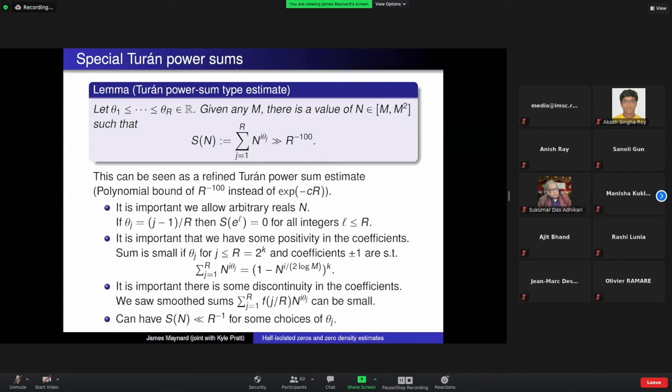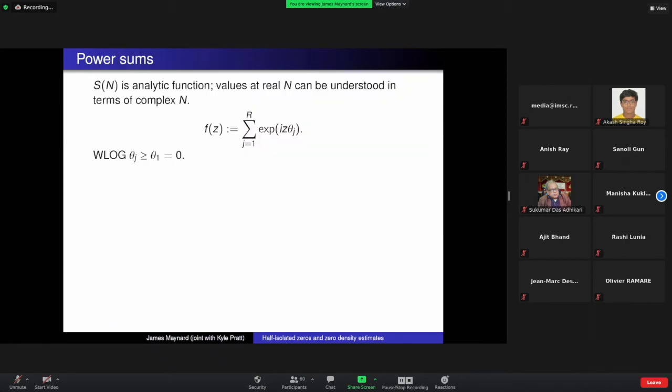So this is a very simplified setup. It's very much in the Turan power sum type setting, but it turns out that this sort of estimate is the key to allowing us to detect half-isolated zeros.